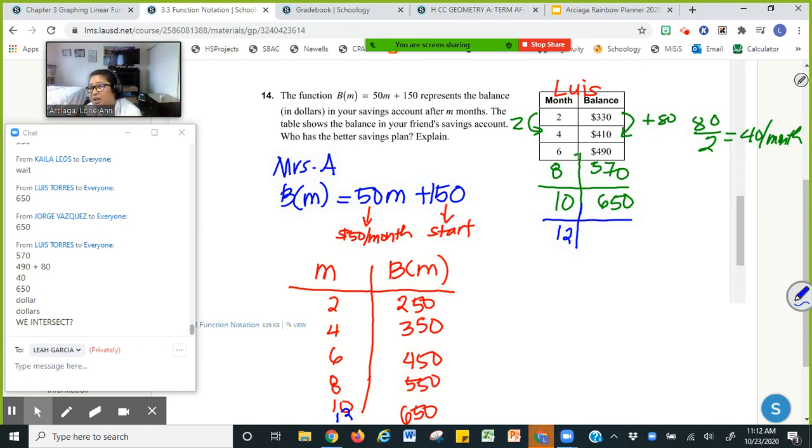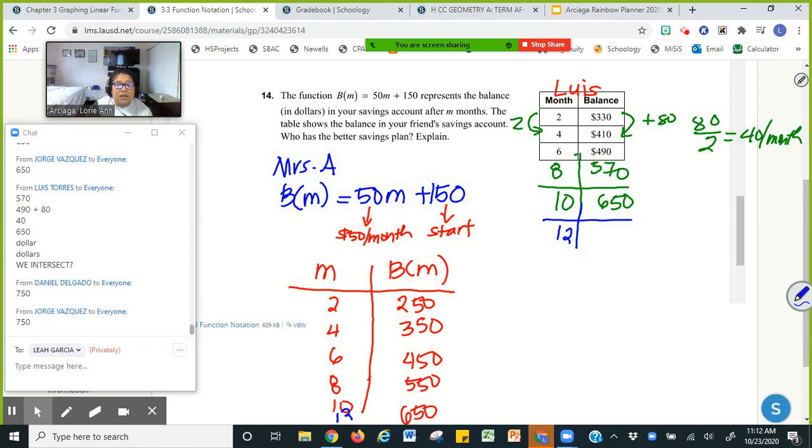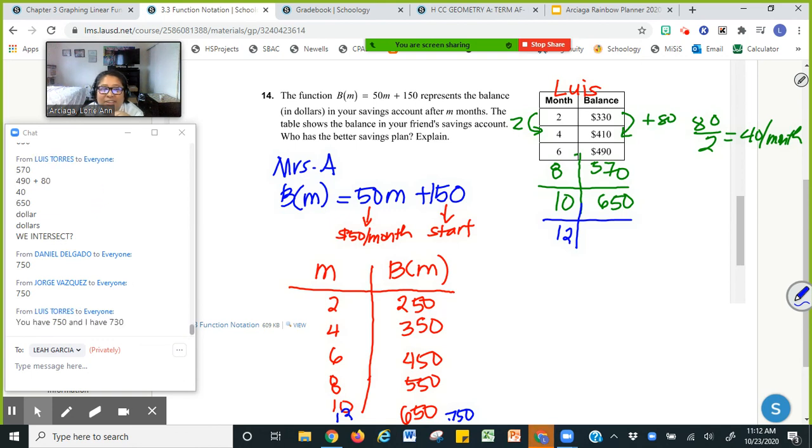But that tells you something. I caught up with you. You started with more money. You had 330 in 2 months. I only had 250. But man, I was able to catch up. Daniel, how much do I have? 750 now. So Daniel said for 12 months I have 750. How much does Luis have at 12 months? Luis has 730 and I beat him. And definitely the pattern's gonna go like that. After 12 months, I win.